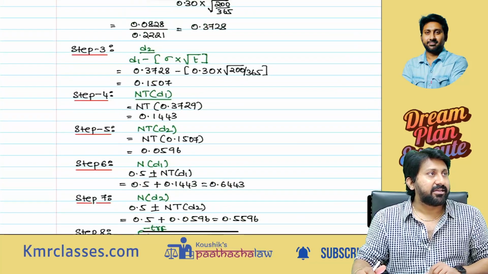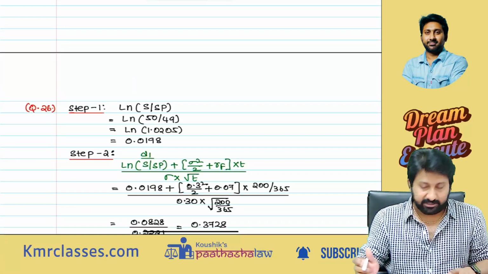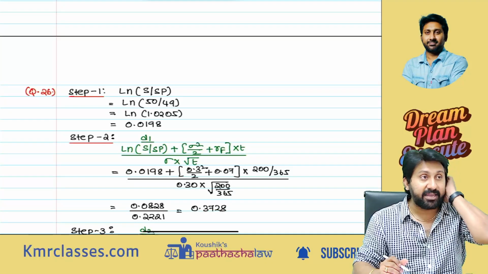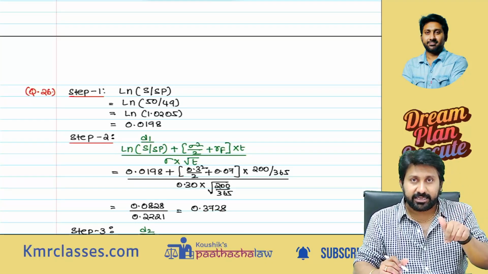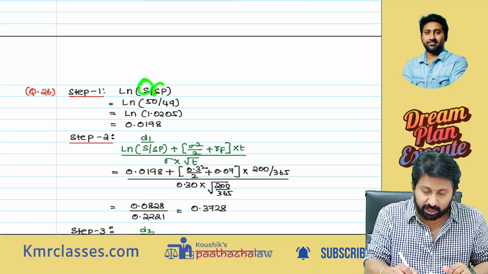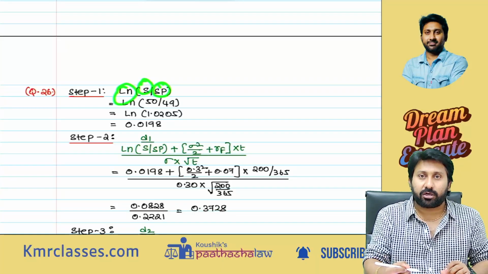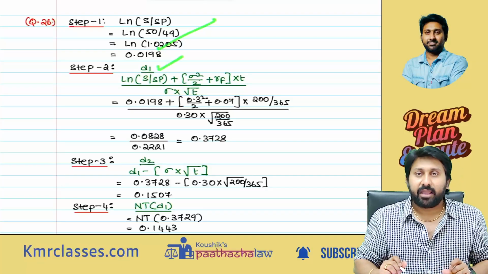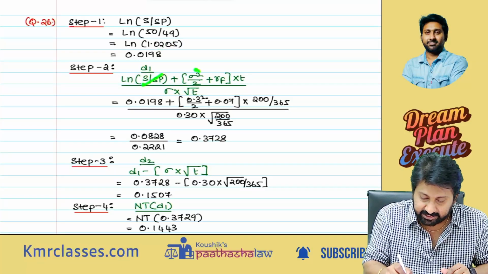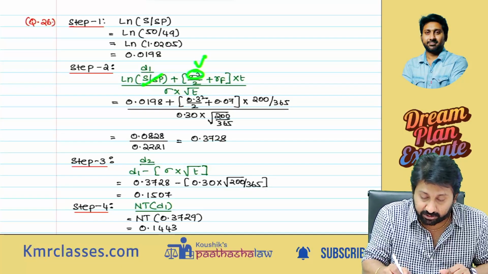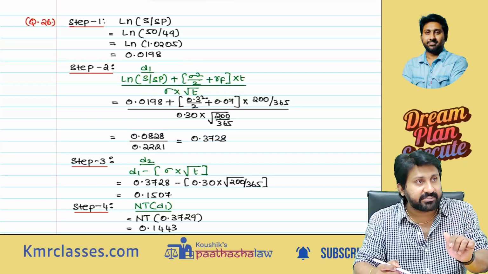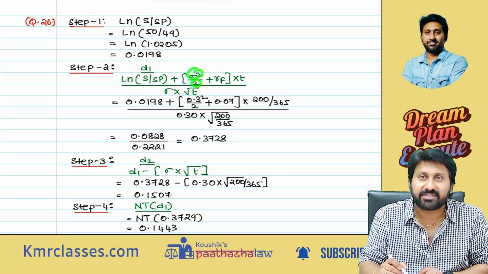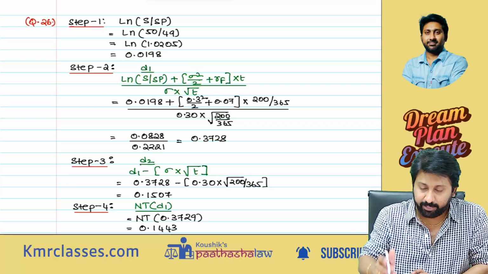Black-Scholes model, we need to calculate step by step. First, ln of S by SP. S is spot, SP is the strike price, spot price by strike price, natural log value. They will give natural logs in the question. Next, D1: ln of S by SP plus standard deviation square, which is also called variance. If the variance directly came in the question, don't square it again. Standard deviation square by 2 means half the variance, 0.5 times it.